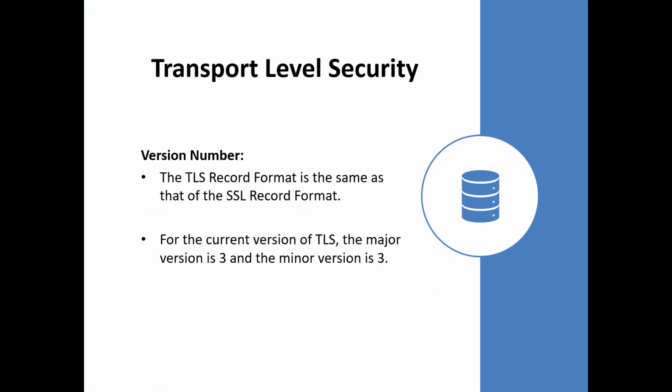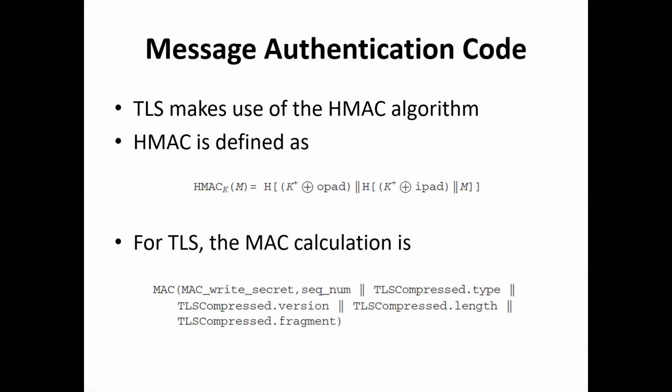For the current version of TLS, the major version and the minor version are both 3. Then how are we going to compute the message authentication code with respect to transport level security? This is going to use the HMAC algorithm. We're going to use the HMAC algorithm here for the message authentication code.